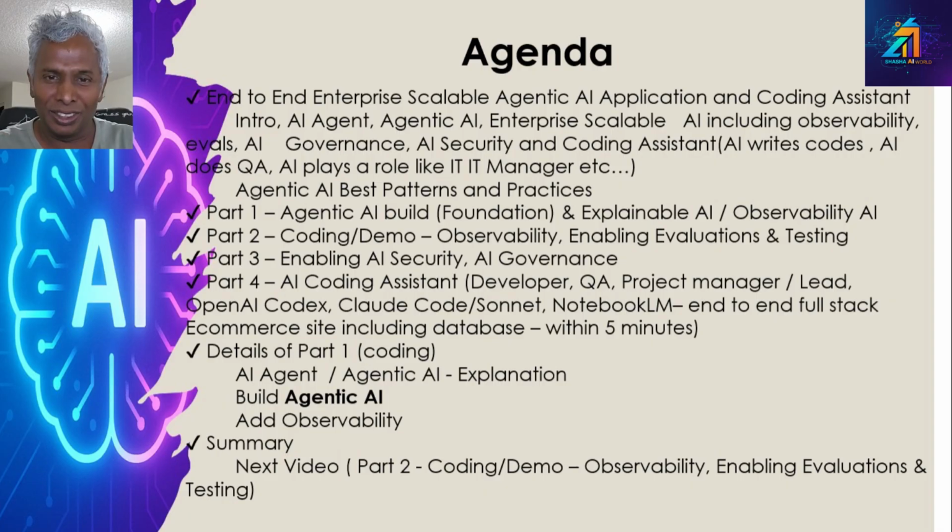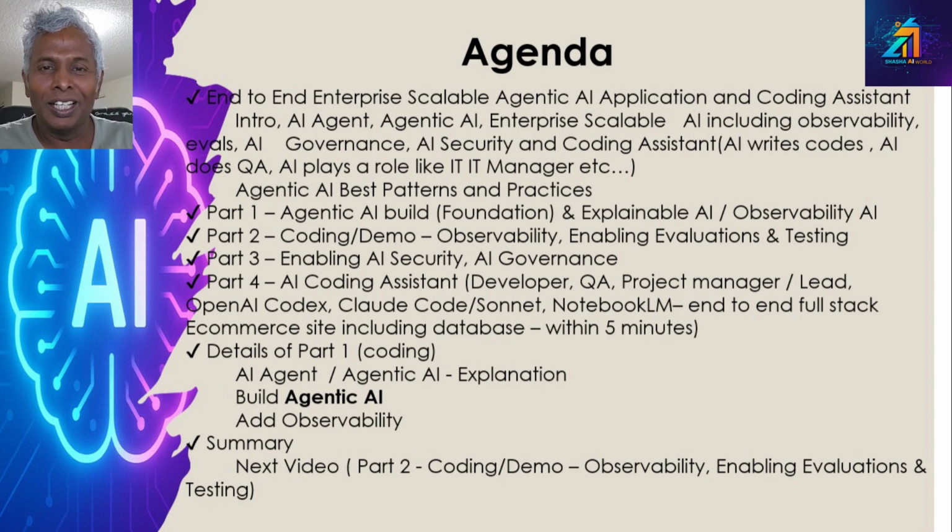That's why I created this video series. This video series has four parts. In part one, I will explain AI agent, agentic AI, and observability, and I'll show the code for how to develop an AI agent, how to develop agentic AI, and enabling observability. In upcoming videos, I'm going to show an end-to-end coding assistant AI system.